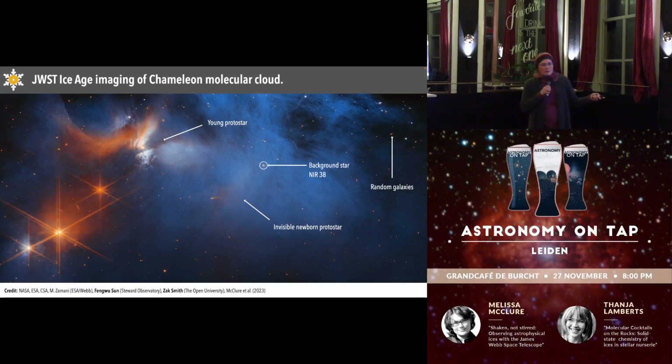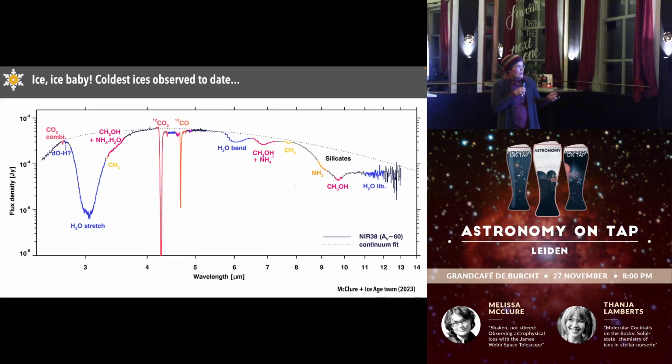It's sitting behind the molecular cloud, but it's kind of near this denser part of the cloud where this invisible newborn protostar is. And we wanted to look at all the ices in this. When we do that, we can see basically all of the ices that I showed you on the previous slide. So water, CO2, and CO.